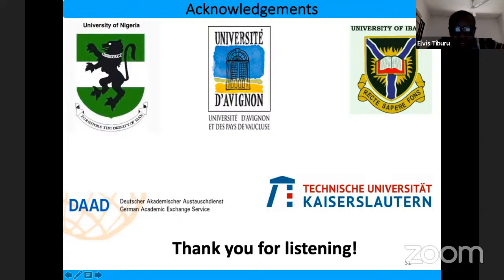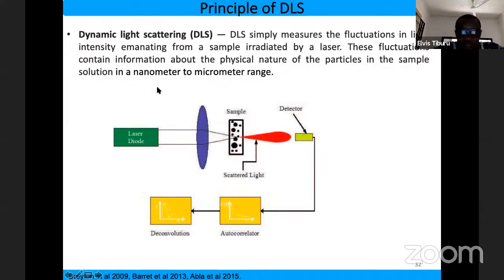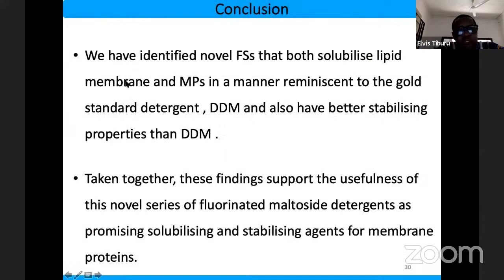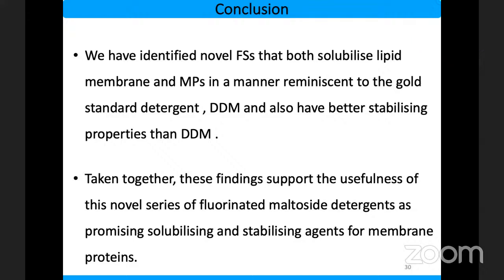Anyway, so that was a very good talk. I have a very quick question. Were you able to determine the phase transition temperature of the membrane? No, we did not go that direction for this particular project.